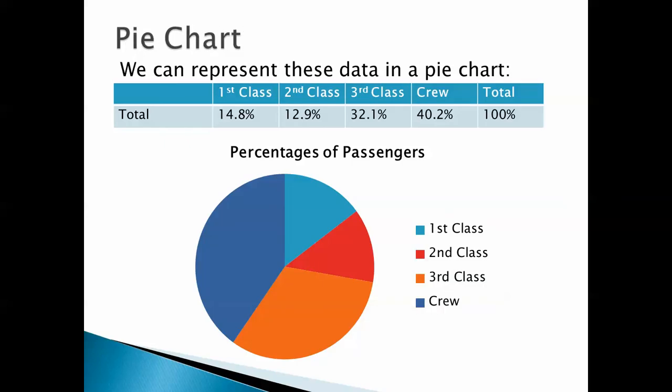We can also represent these data in a pie chart. Also, offhand, notice that data is a plural. We don't say we can represent this data in a pie chart. That sounds ignorant. We can represent these data in a pie chart. Okay, so here we have a pie chart. The light blue is first class, red is second class, orange is third class, and blue is crew.